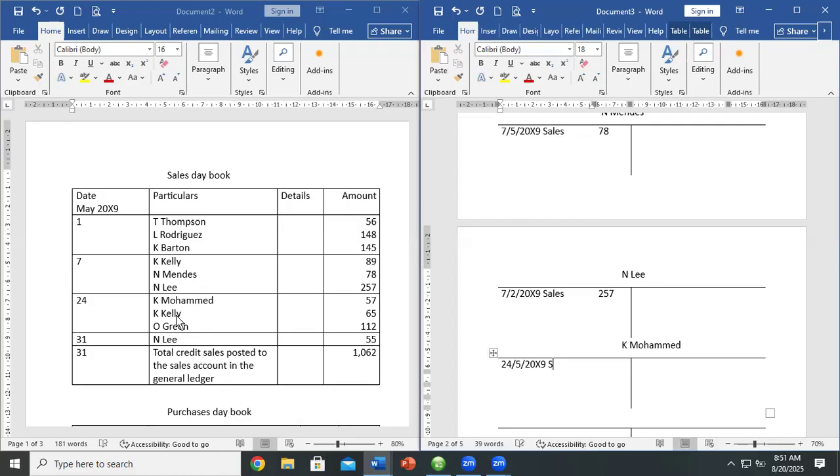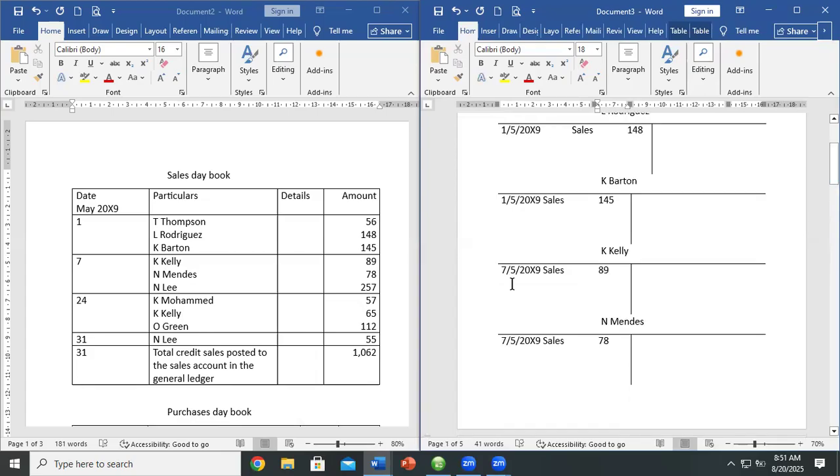Now this is where you have to be careful. We already have K. Kelly in the picture, right? So you don't have to open a new account for K. Kelly because you already have K. Kelly's account here. So you just come into that account and debit him, this time 24th May 20x9, same sales, how much? 65. So there's that possibility that somebody you sold to earlier, you sell to again. In that case, don't open a different account for the same person. We go in there and do the debit.